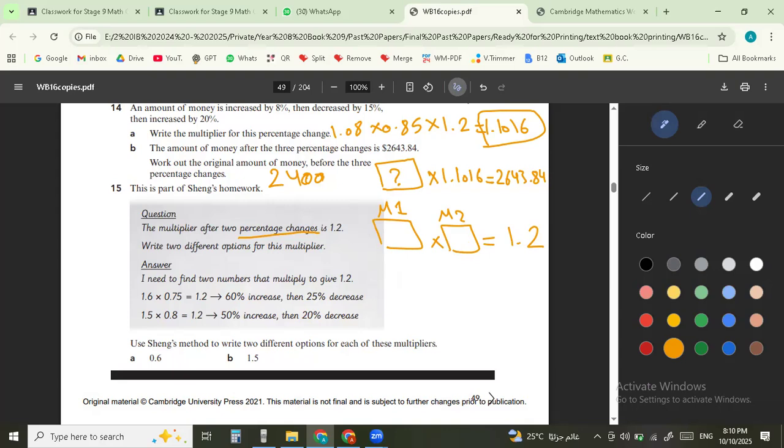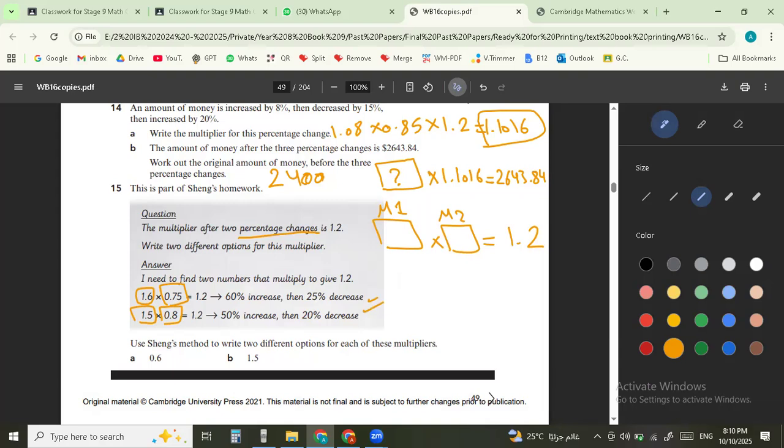He did this. I need to find the two numbers that multiply to give 1.2. We came up to this, all right, and we understand this. He said 1.6 times 0.75 is 1.2, and 1.5 times 0.8 is 1.2. So 1.6 is actually a 60% increase, then 25% decrease, and here 50% increase, then 20% decrease. That's what he did.